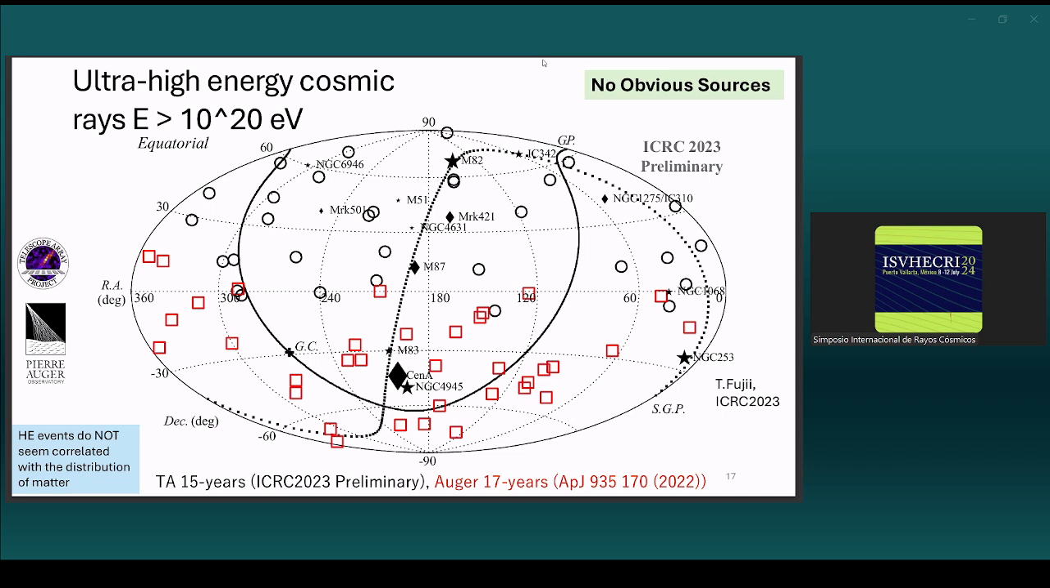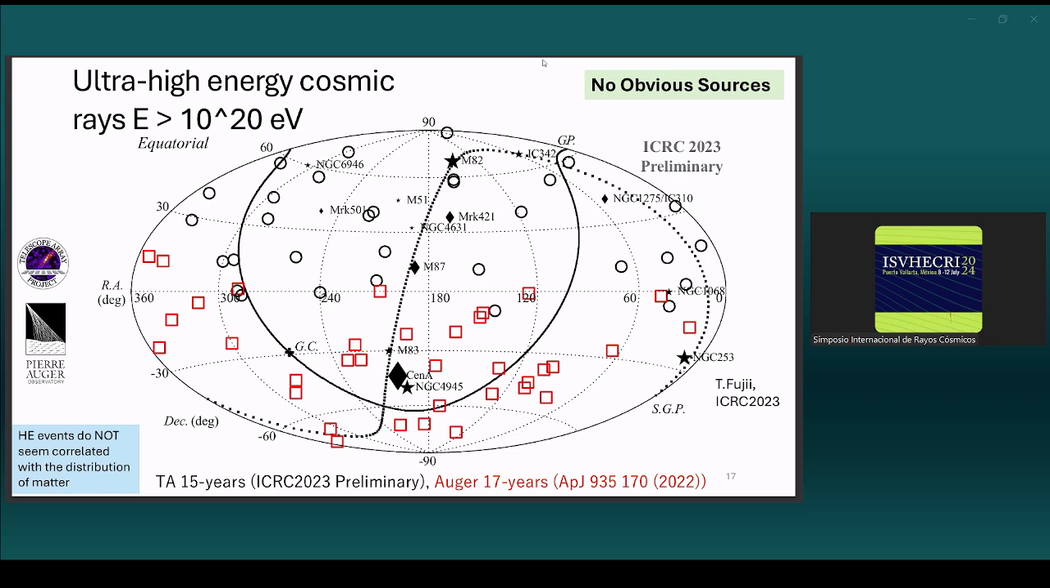So meanwhile, we also took all of the events, reconstructed. This is a plot from Toshihiro Fujii at ICRC. The TA events are at the top, TA events above 10^20. At the bottom are the Auger events above 10^20. And these events don't seem correlated with the distribution of matter in the universe.